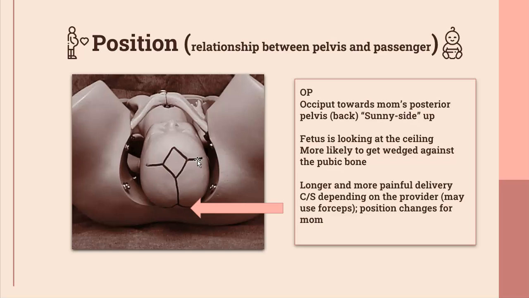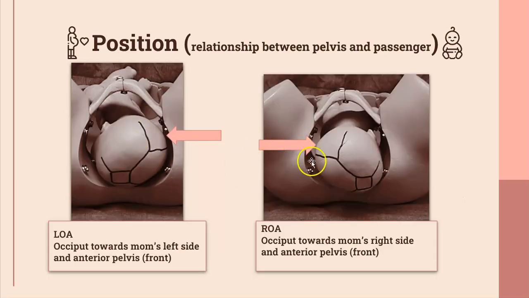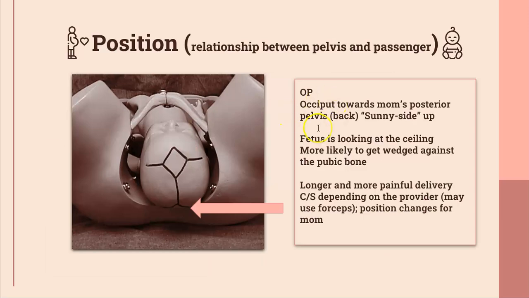Many times they'll do position changes for moms, possibly put her on all fours, which will sort of open up that pelvic outlet. Again, it's a longer, more painful delivery. It could end up in a surgical birth or C-section. Babies can be born this way, but more so when we're thinking LOA and ROA. These are the typical, most desirable ways that you want the baby to be facing to have a seamless vaginal birth. OP is possible, but you're more likely to have a surgical birth. There are other complications, but for our purposes in this class, what you want your infant to be is ROA, LOA, and you want to know the difference between those two and OP and how you would take care of those patients.